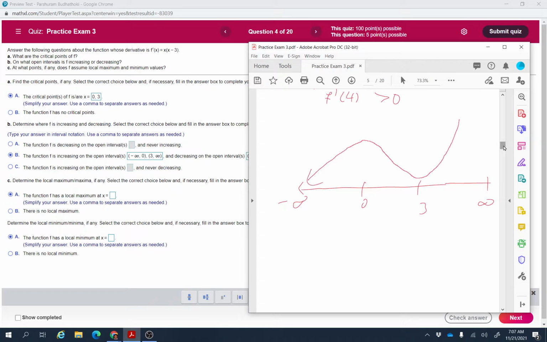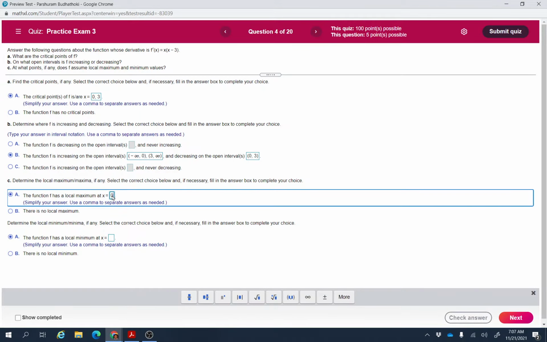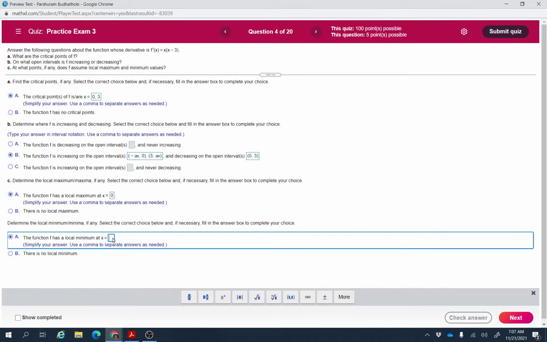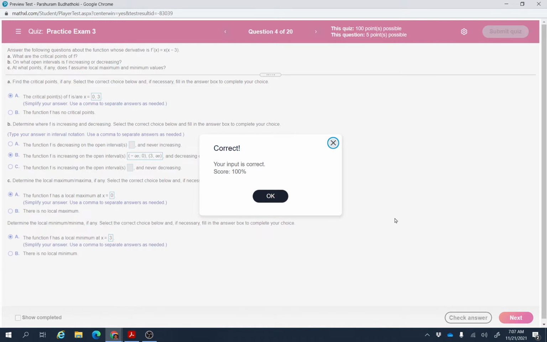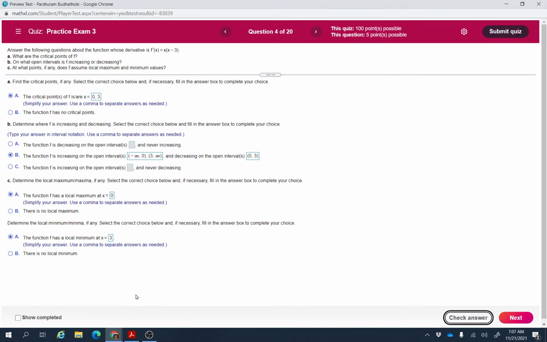So just by looking at this tentative graph, as you can see, at 0 the function has a local maximum value, and at 3 the function has a local minimum value. So by using this fact we can answer this question: determine the local maximum, if any. The function has a local maximum at 0, and then the function has a local minimum at 3. That comes from just looking at the derivative of the function.